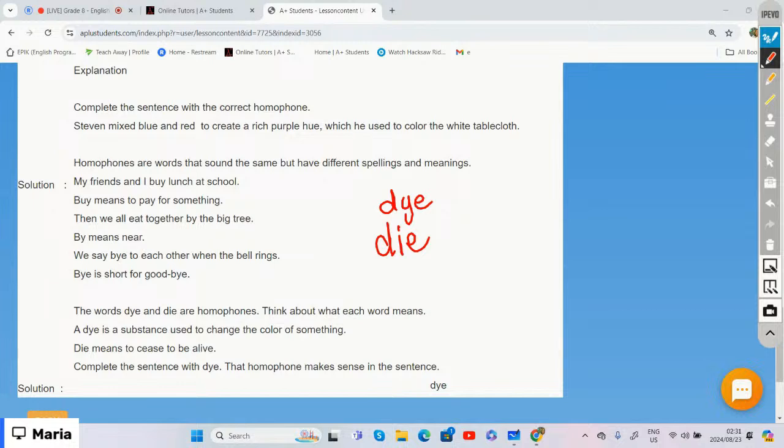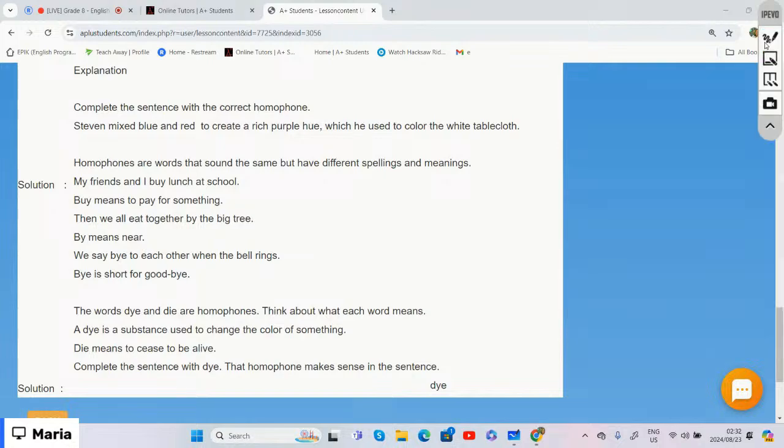All right. And then the second word, die, D-I-E. Die means to cease to be alive, meaning it is to unalive somebody, right? It's like you don't live, you're not going to live anymore. You die, right? All right, so now let's go to our test.